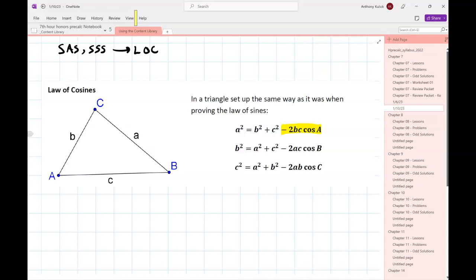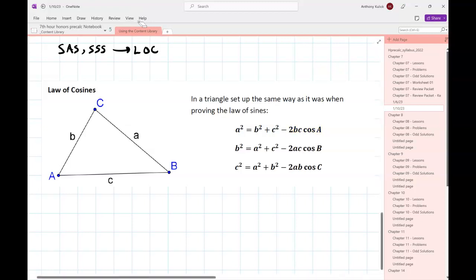In the case where angle A is a right angle and we're in a right triangle, do you guys remember what cosine of 90 degrees is? 0. So that correction factor just drops off and you're left with the Pythagorean theorem when you're dealing with a right triangle, which is lovely. We'd love when one formula is a generalization of another. This is just the more general version of the Pythagorean theorem. Everybody feel okay here?